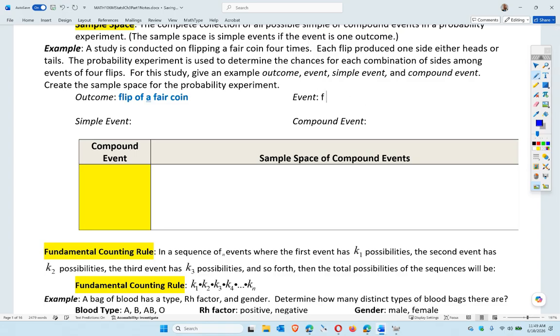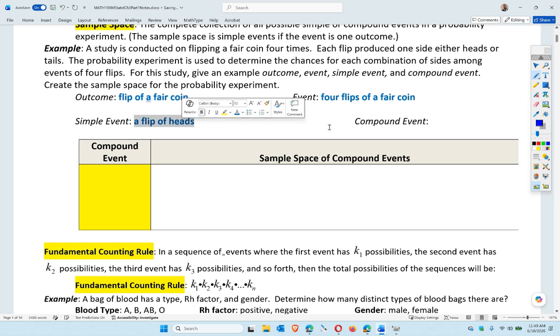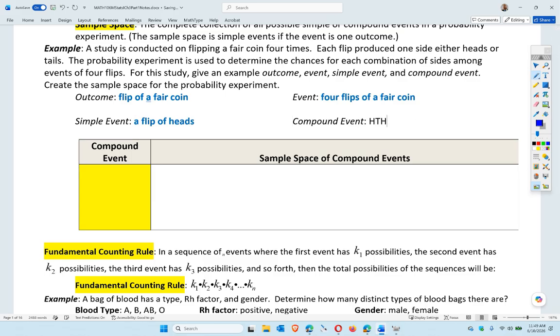4 flips of a fair coin. Okay, so how do we explain this in terms of simple and compound? Well, the simple event essentially would be a flip of heads, right? That would be a simple event. It could be heads or tails, obviously. But the compound event could be, for example, heads, tails, right? But that's only one possibility, right? There are many possibilities of flipping the coin 4 times, right?